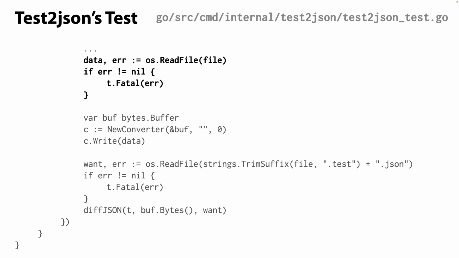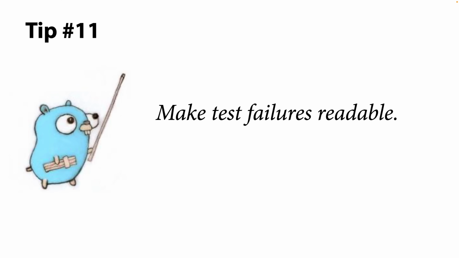For the actual test case, we just have to read the file, run the converter, and then check whether the results match. For the check, I started out using bytes.Equal, but over time it became worthwhile to write a custom diff.json that parses the two JSON results and prints a nice explanation of what's actually different. Tip number 11, make test failures readable.